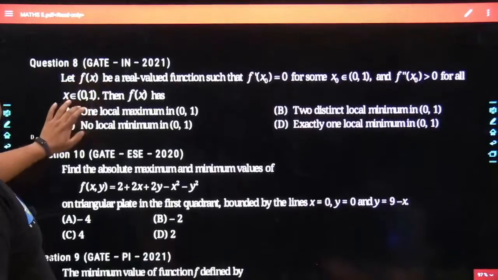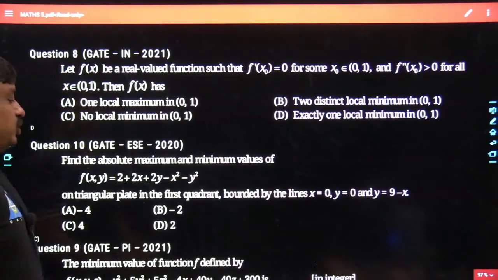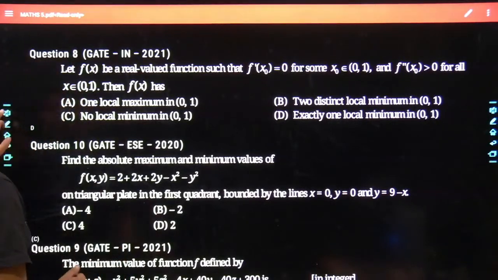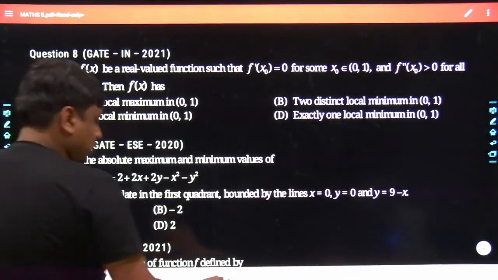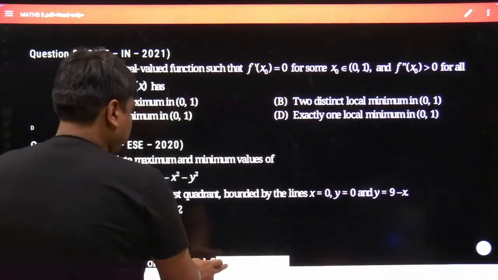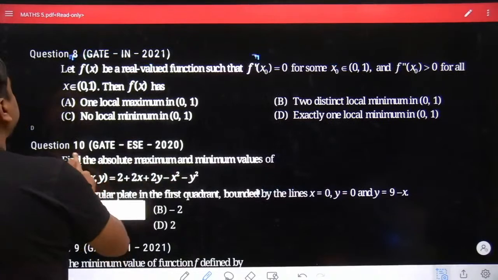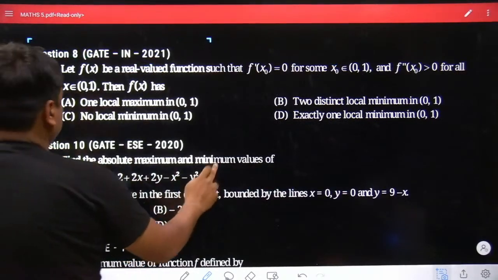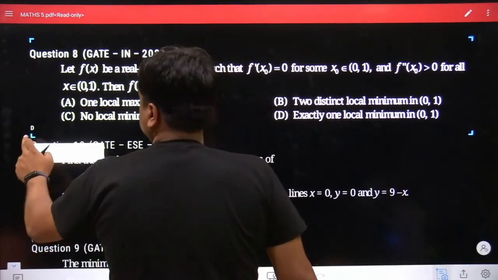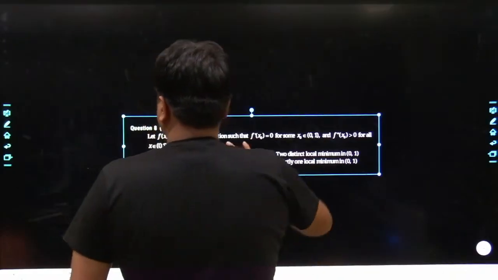Now here goes the next question, or you can say the first question of the day. For better understanding of what I would be doing here, let me bring this problem into the working board. Here goes this problem into the working board.